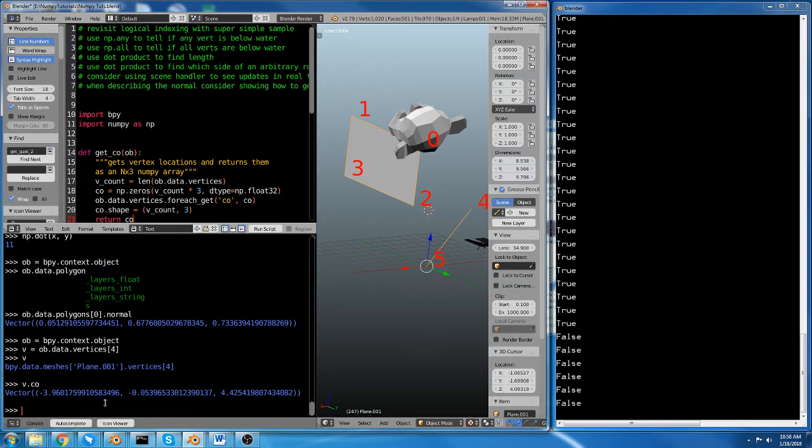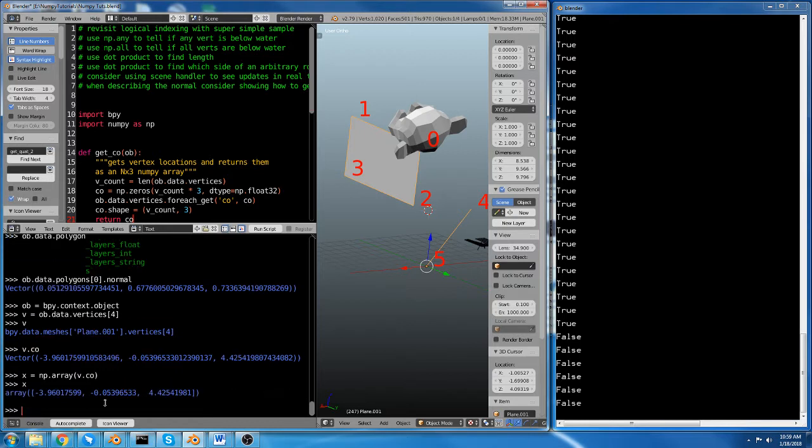So we do v.co, and let's make it a NumPy array. So we'll do np.array. So x equals np.array. We're going to convert this v.co into an NP array, and now we have the exact same values, but as a NumPy object. And actually this vector up here is a double precision float, and this is a 64-bit float. Just a minor technicality.